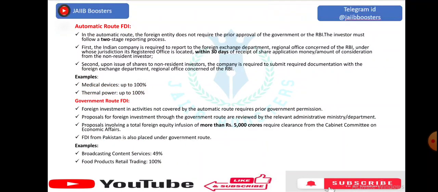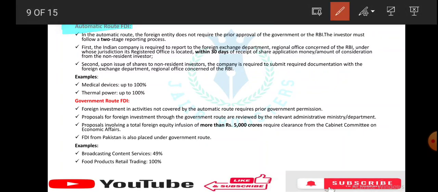Next, in FDI there are two types, which are automatic route FDI and government route FDI. In automatic route FDI, the foreign entity doesn't require the prior approval of the government. In automatic, it doesn't need prior approval of the government or the RBI because it is automatically done. But these investors have to follow a two-stage reporting process. For the Indian entity, it is required to report to the Foreign Exchange Department, under whose jurisdiction its registered office is located, within 30 days of receipt of share application money. Here it's 30 days.